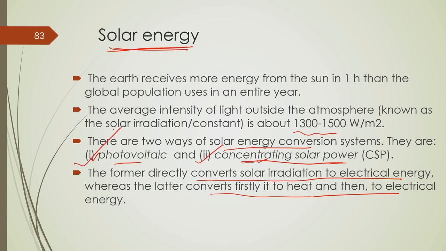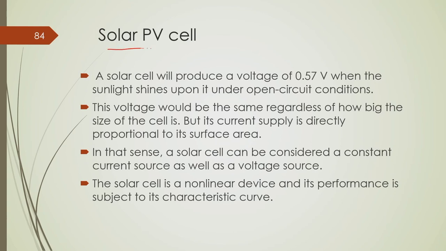Mostly we know that the photovoltaic type of solar energy conversion system is used in power generation, and it is extensively used in power generation nowadays. In a typical photovoltaic solar cell, it produces only a DC voltage of 0.57, and it is the open circuit voltage. I will show you the typical voltage and current characteristics for a typical solar cell. A solar cell can be considered as a constant current source, and it is a nonlinear device; its performance depends upon the characteristics curve.